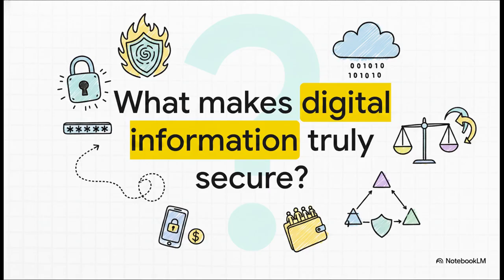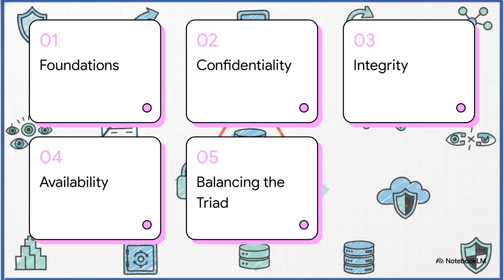So let's start with a really basic question. What actually makes digital information truly secure? I mean, we usually just think of firewalls, right? Or encryption protocols, or maybe that annoying multi-factor authentication on our phones. But true security? It isn't just about building higher and higher walls. It's actually this really delicate and honestly often frustrating balancing act of three totally distinct principles that engineers have to constantly negotiate.